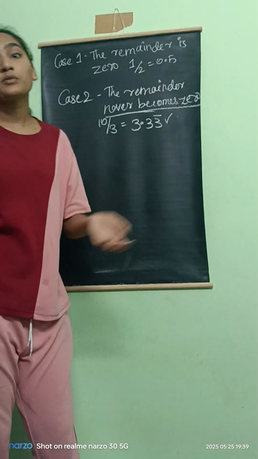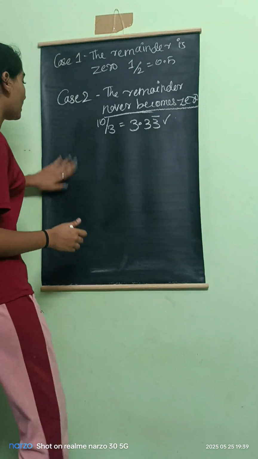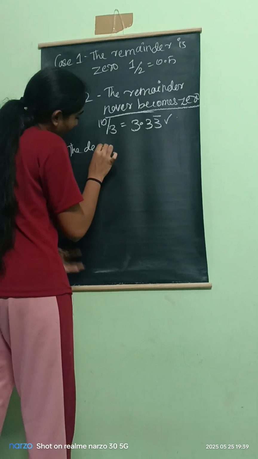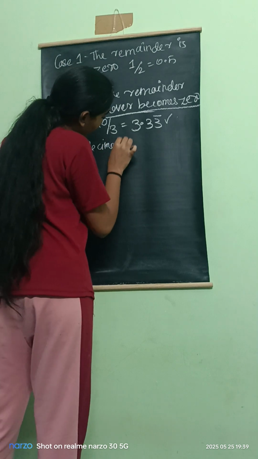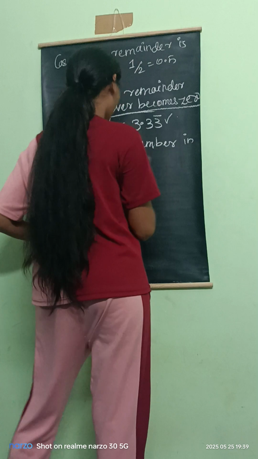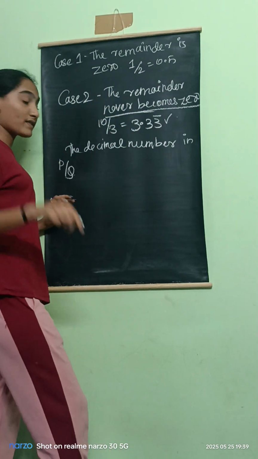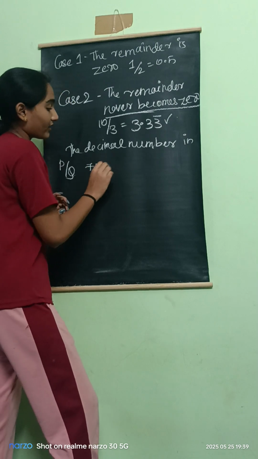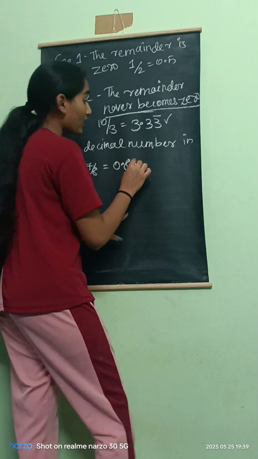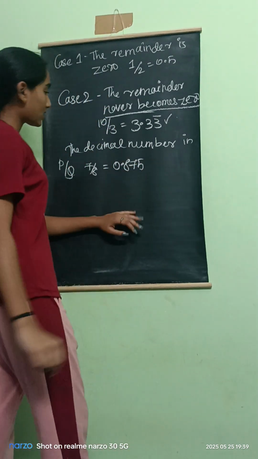And exceptional cases are two, which are important in this 9th grade. That is, the decimal number in P by Q form. It's quite easy. So let's see the example. We have taken it earlier, 7 by 8. The answer we got is 0.875, right?